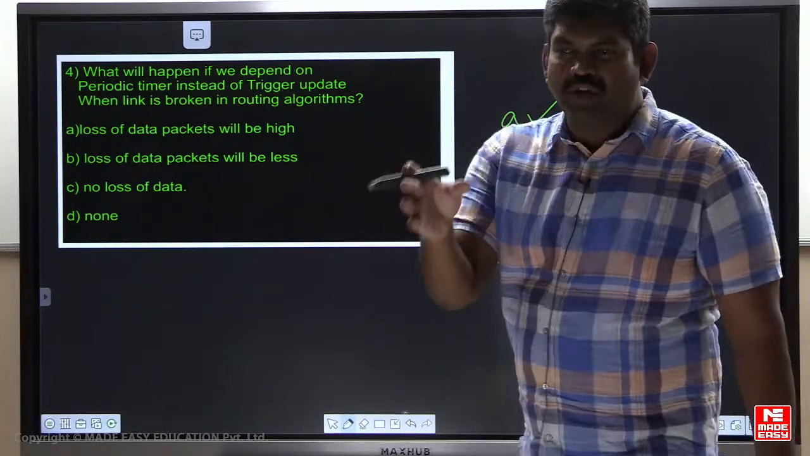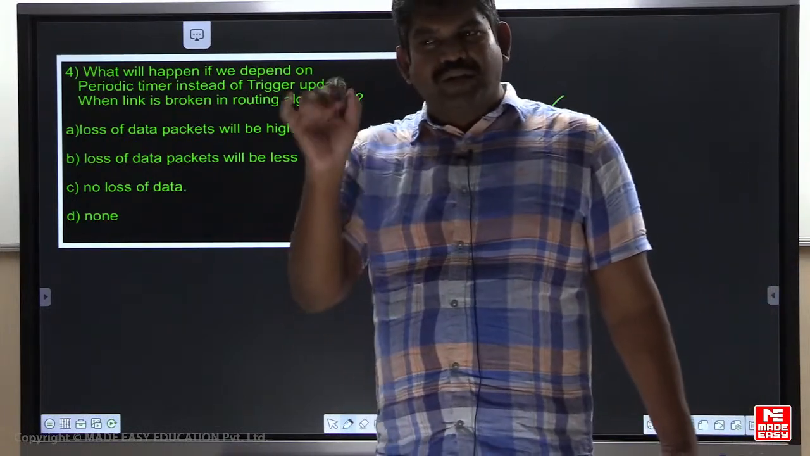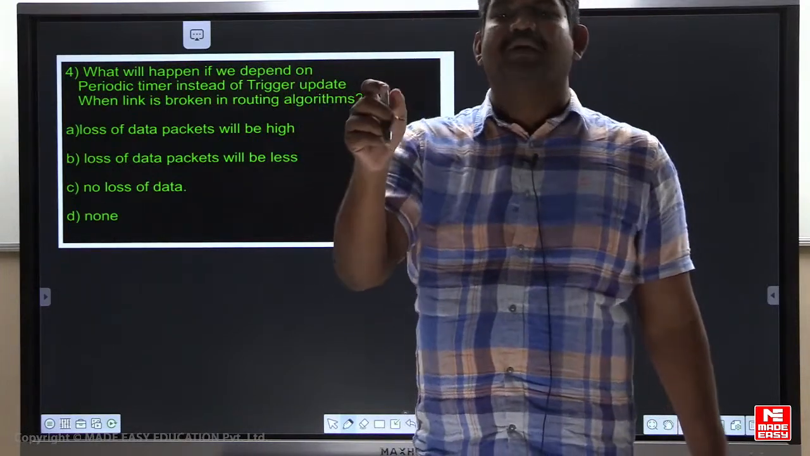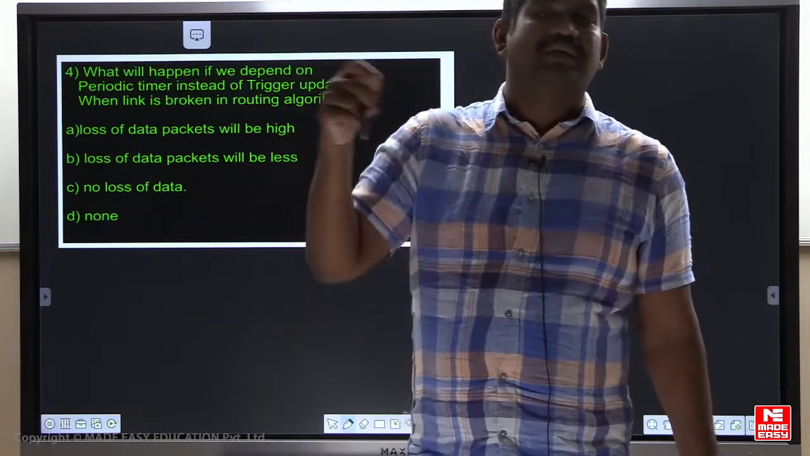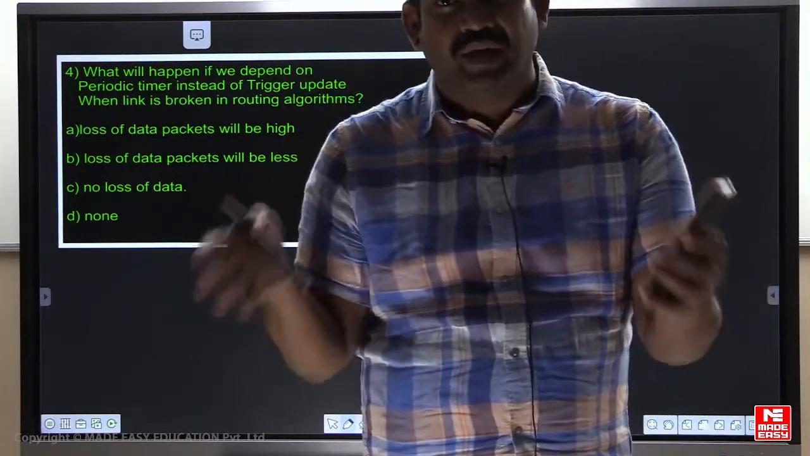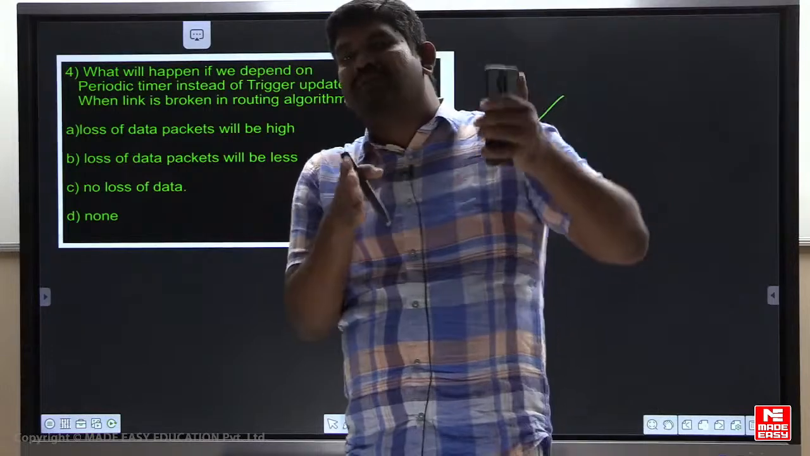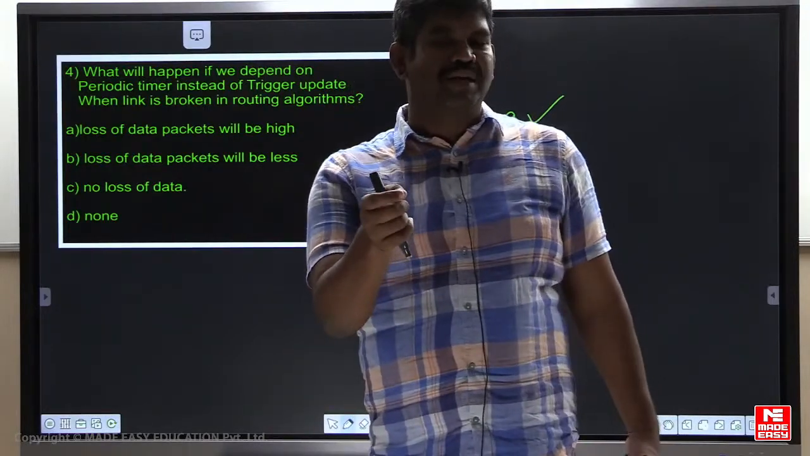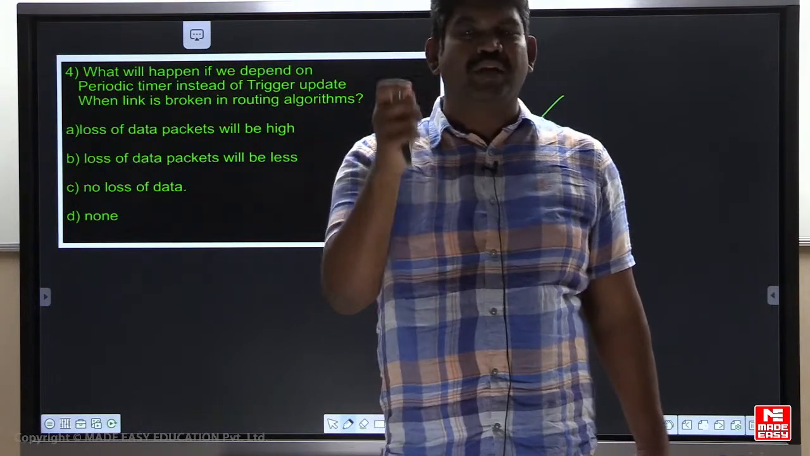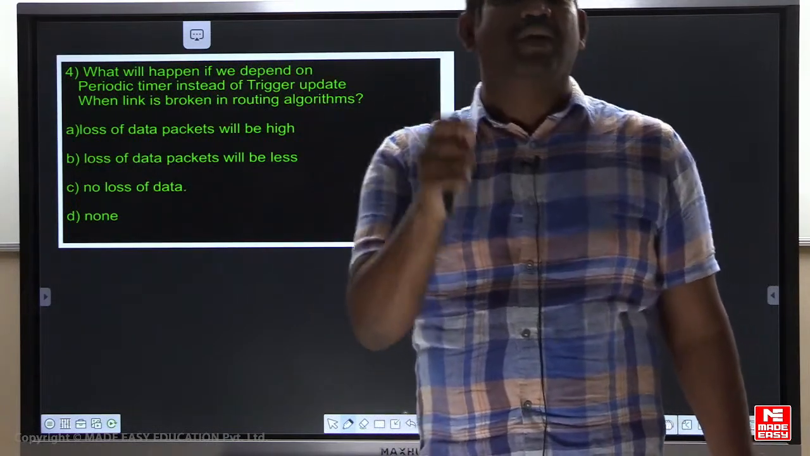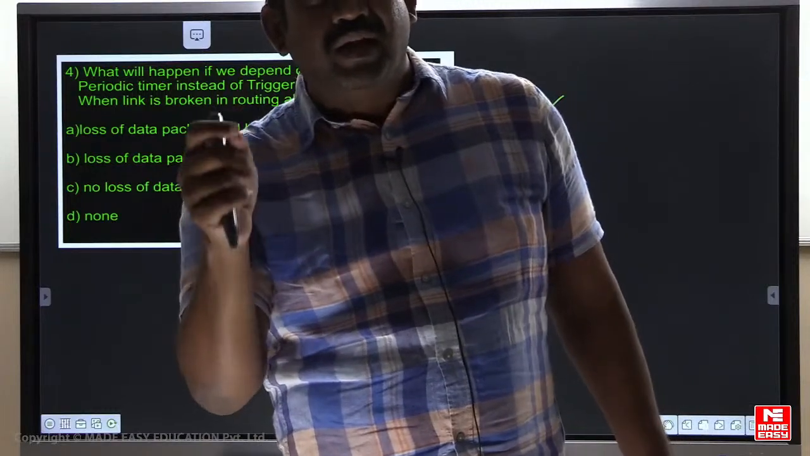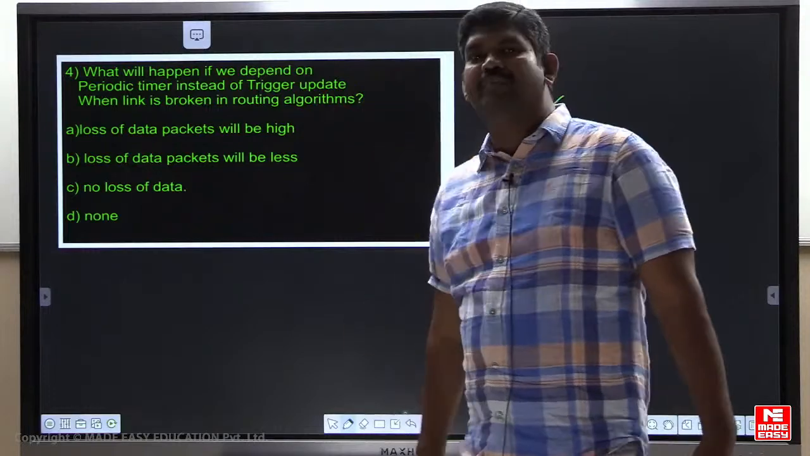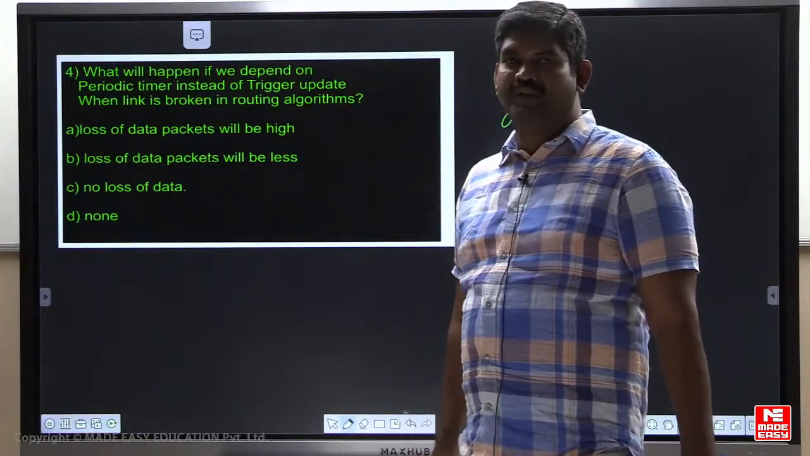So simple, because the periodic timer fires only once, and when the link is broken, if you entirely depend on the periodic timer, then for 6 or 7 microseconds, whatever the timer value, all the packets that are coming from upwards will be lost. So you can't make the packet loss a minimum. You can make it a minimum only with the help of a triggered update, which is immediate and instantaneous. Otherwise, if you purely depend on the periodic timer, the loss of packets will be high.